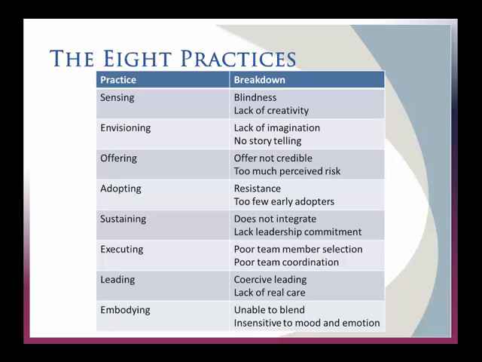Leading would have to do with having coercive leading. The leader says, we will adopt this, therefore you will adopt this. Never succeeds. Or a lack of real care. Like, leadership really passionately cares about this. That's why we're doing it. It's not because they're just forcing it on us. And then lastly, embodying is an inability to blend this with the culture of the organization, having an insensitivity to the mood and emotion of the company. Are people excited about this? Are they fighting us? Are you changing the culture or aren't you?